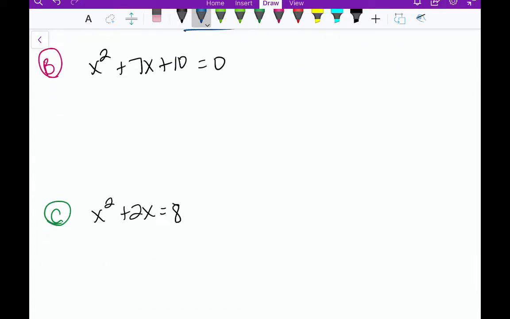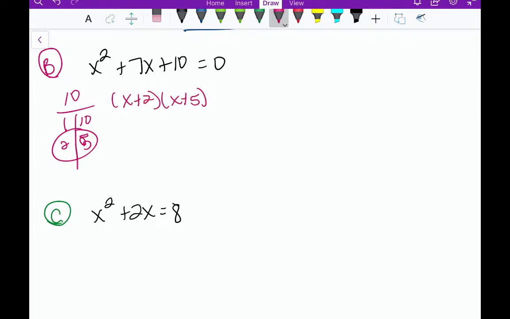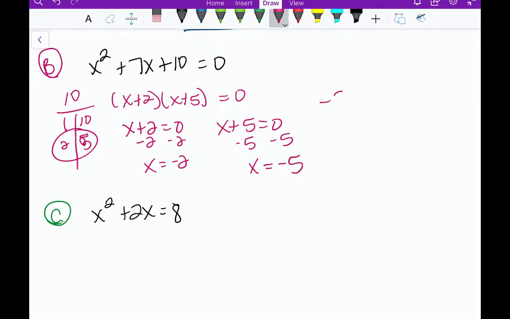All right, our next example is already set equal to 0, so we are going to factor this. I need to find factors of 10 that add up to 7: 1 and 10, 2 and 5. That was pretty simple. 2 plus 5 is 7. So x plus 2 times x plus 5 equals 0. Again, I'm going to set each factor equal to 0 and then solve. Minus 2, x equals negative 2. Minus 5, x equals negative 5. So my solutions are (negative 2, 0), because the negative 2 is the x and the y is 0, and (negative 5, 0).